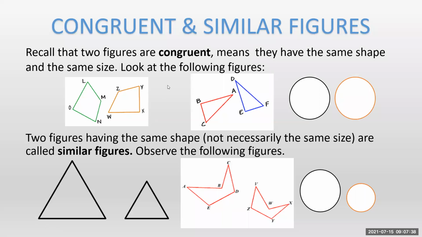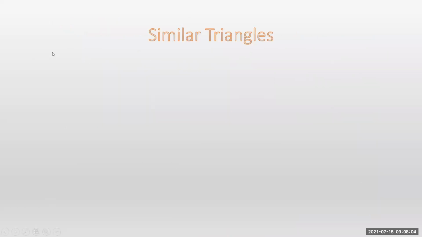So, get this concept clear regarding the congruency and the similarity. For congruency, the sides are equal, of the same size, same shape, but here they are necessarily not of the same size. Similar triangles.